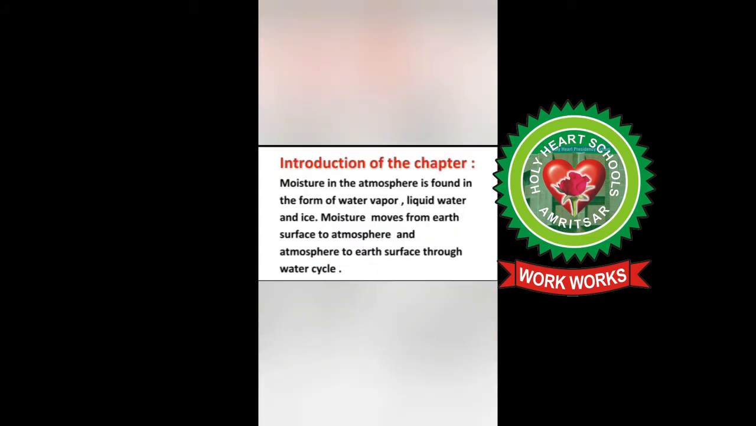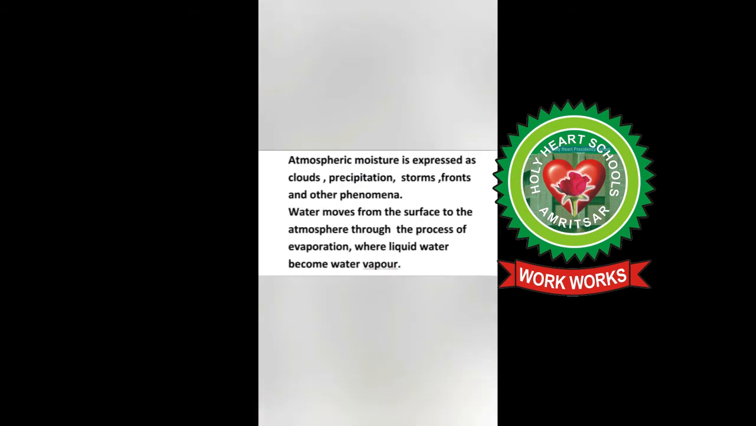Moisture in the atmosphere is found in the form of water vapor, liquid water, and ice. Moisture moves from the Earth's surface to the atmosphere and from the atmosphere to the Earth's surface through the water cycle. Atmospheric moisture is expressed as clouds, precipitation, storms, fronts, and other phenomena.